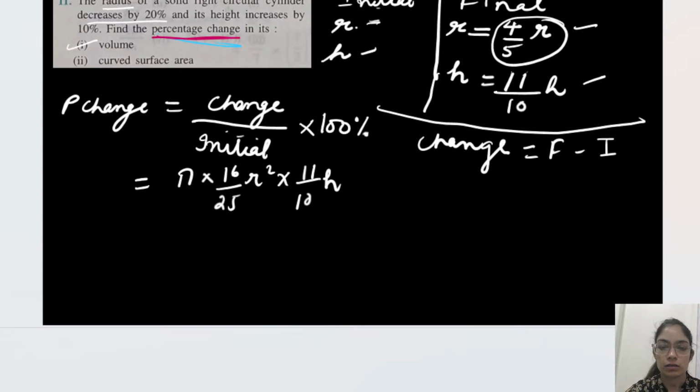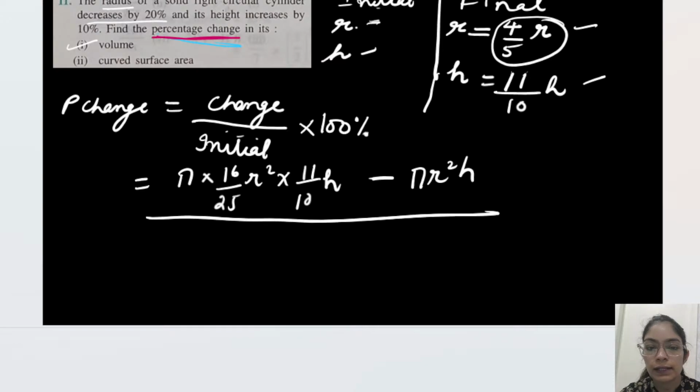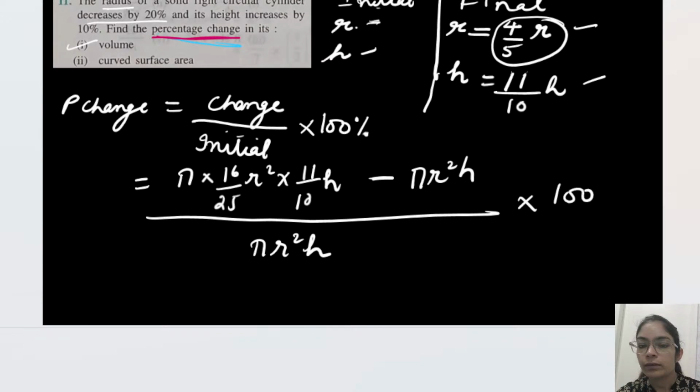So I've written this thing. Change is final minus initial. Initial value was pi r square h, divided by initial value. Again, initial value is pi r square h, into 100%. Okay, so this we will just simplify.